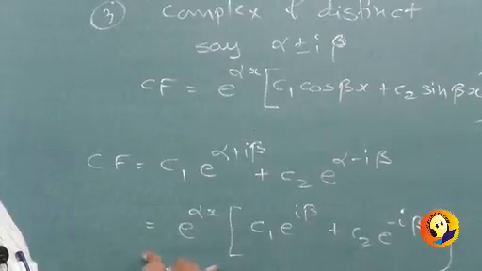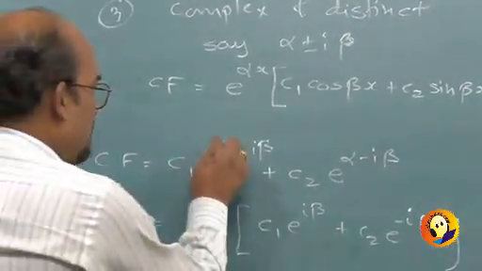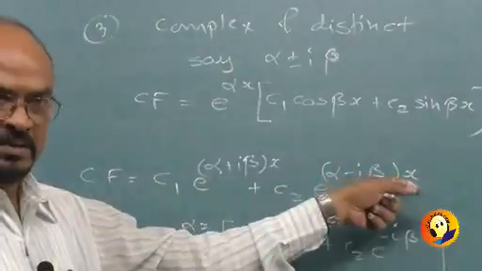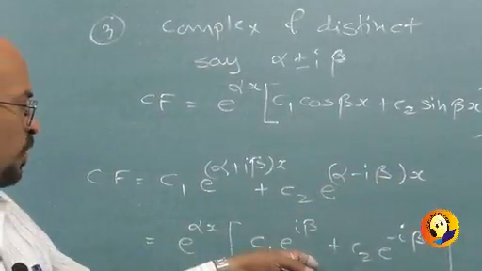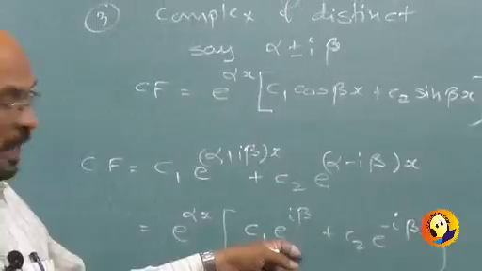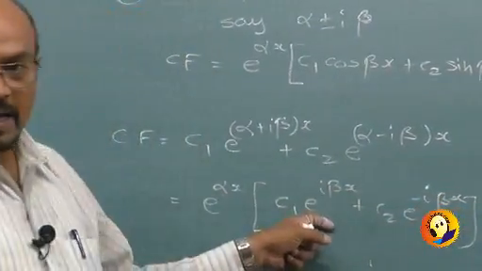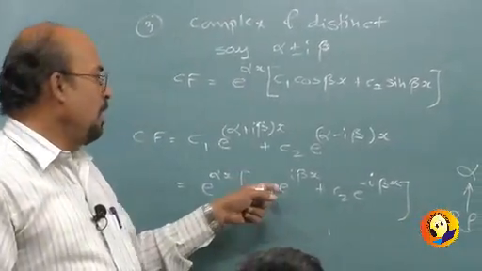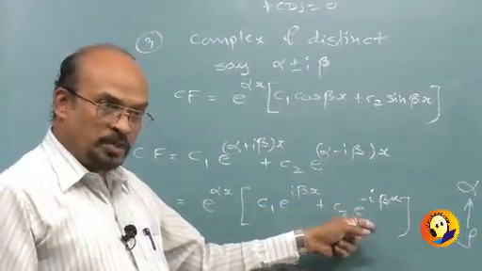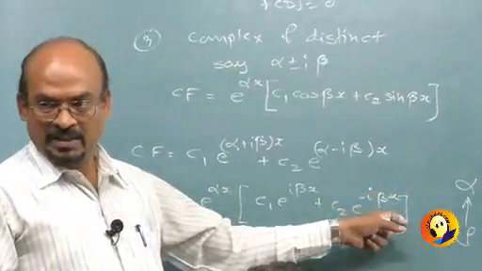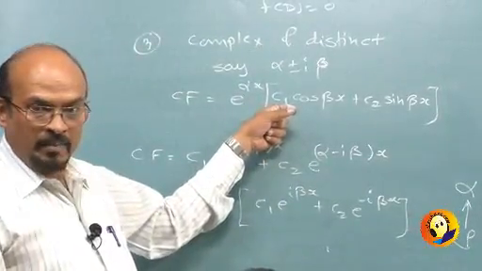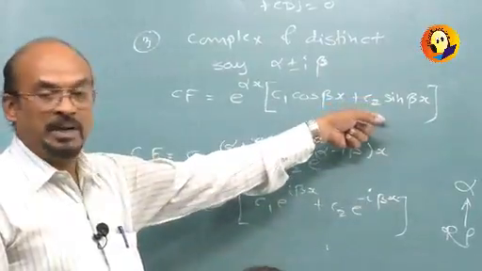Is it acceptable to everybody? Should be, because e raised to alpha plus i beta into x, alpha minus i beta into x, C1 e raised to m1 x plus C2 e raised to m2 x. So e raised to alpha x taken common, it is C1 e raised to i beta plus C2 e raised to minus i beta. So this is going to be C1 cos beta x plus i C1 sin beta x plus C2 cos beta x minus i C2 sin beta x. So I will collect the terms of cos beta x, that will be C1 plus C2, which is named as C1, and i into C1 minus C2, which is named as C2.